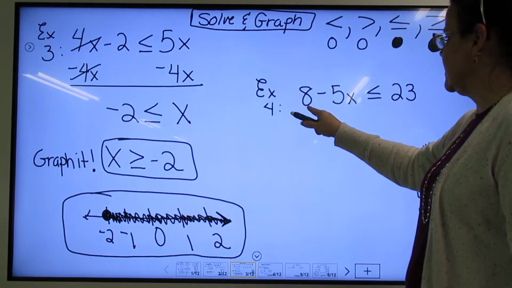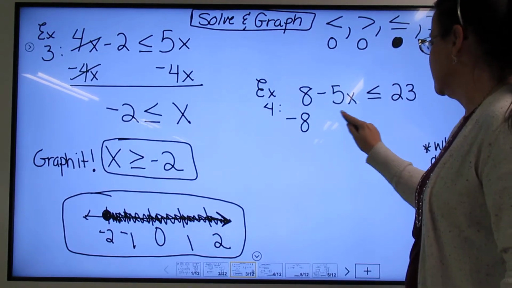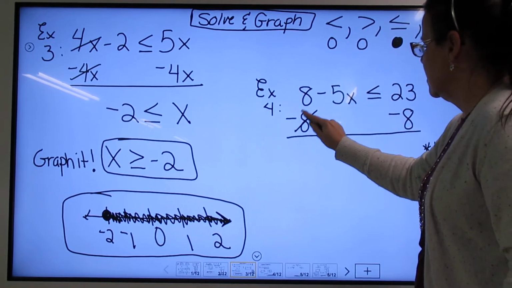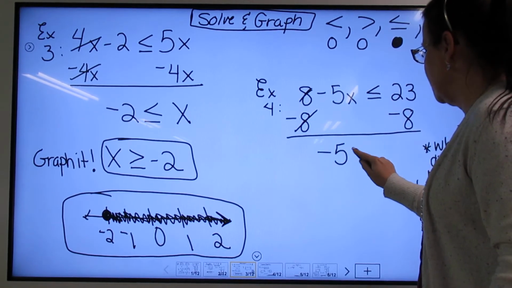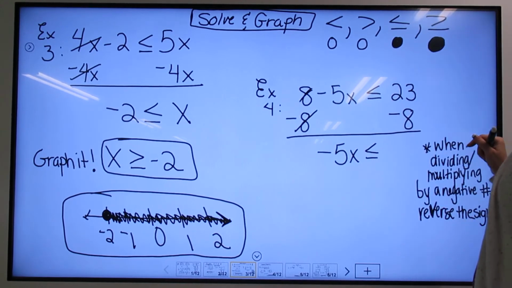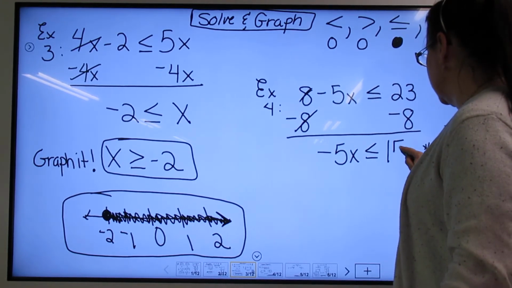I'm going to take this 8 and move it over with its buddy 23. I have to subtract that 8, and I'm going to subtract from that side. Negative 5x less than or equal to, and 23 minus 8 is going to be a 15.